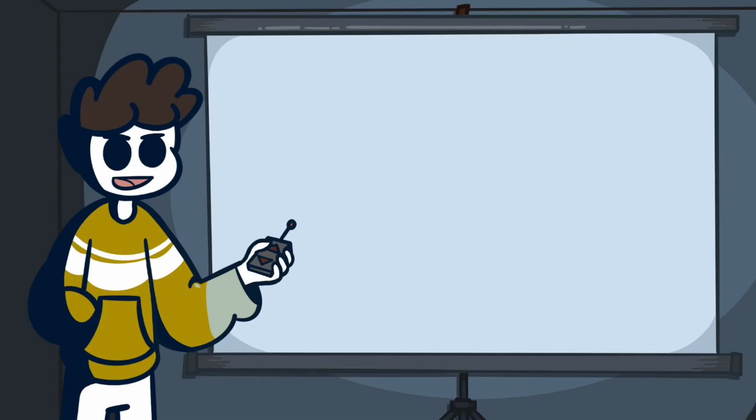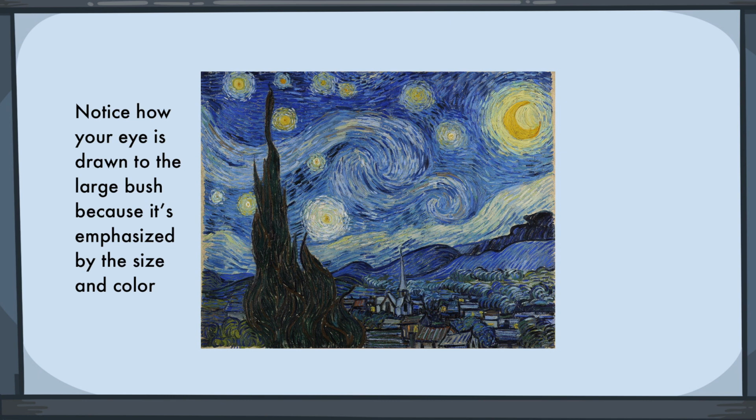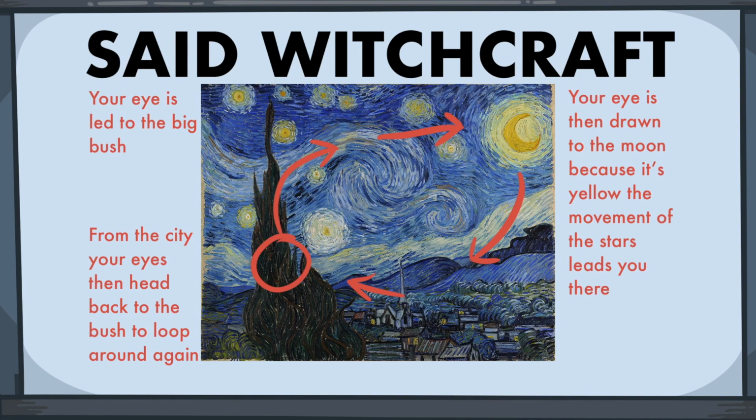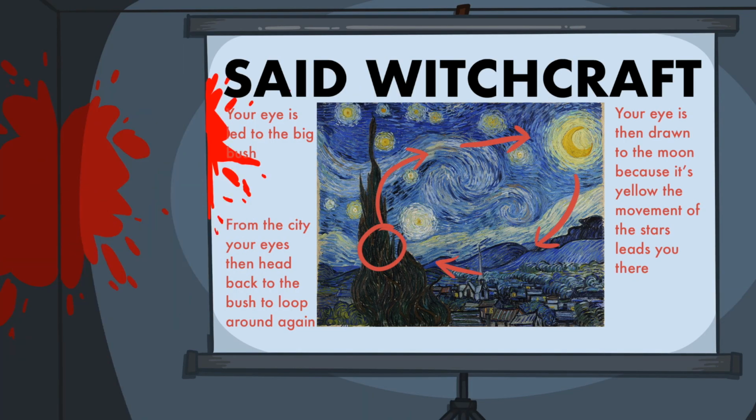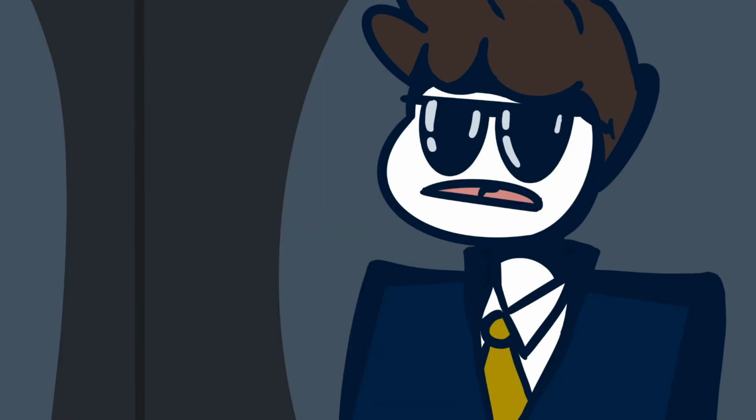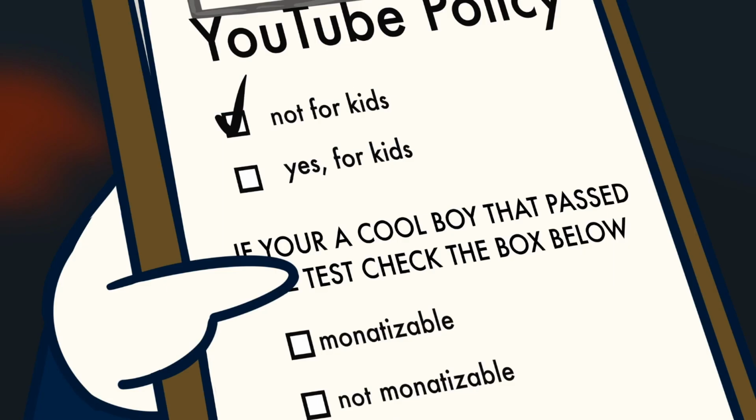The final design principle I'm going to talk about today is leading the eye, or movement. When you look at a piece, you are instantly at the will of the artist. Then, by using witchcraft, they lead your eye around the work and trap you in a never-ending loop, forever stuck. I think that covers the COPPA compliance.